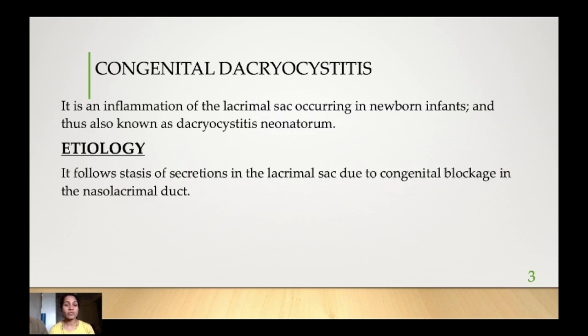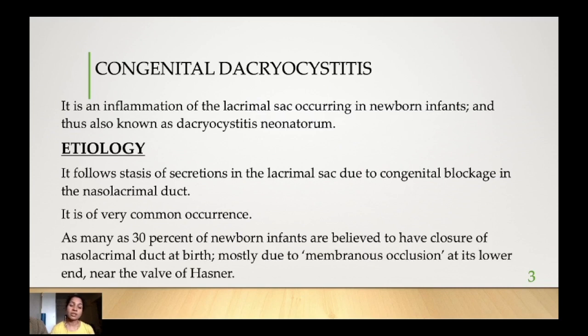So etiology: the causes for congenital dacryocystitis. All dacryocystitis is formed due to a stasis of secretion in the lacrimal sac. There will be a collection of secretion in the lacrimal sac. Here it is due to the congenital blockage in the nasolacrimal duct. So in congenital dacryocystitis, the stasis of secretion is due to the congenital blockage in the nasolacrimal duct. It's very common in occurrence, and there are a lot of reasons for the congenital blockage of the nasolacrimal duct.